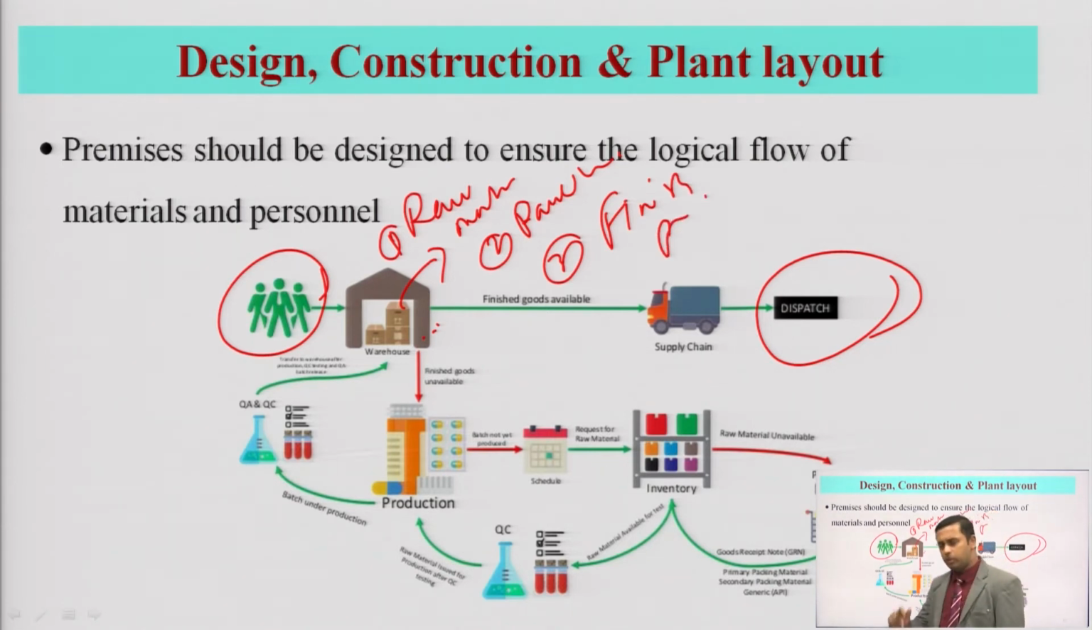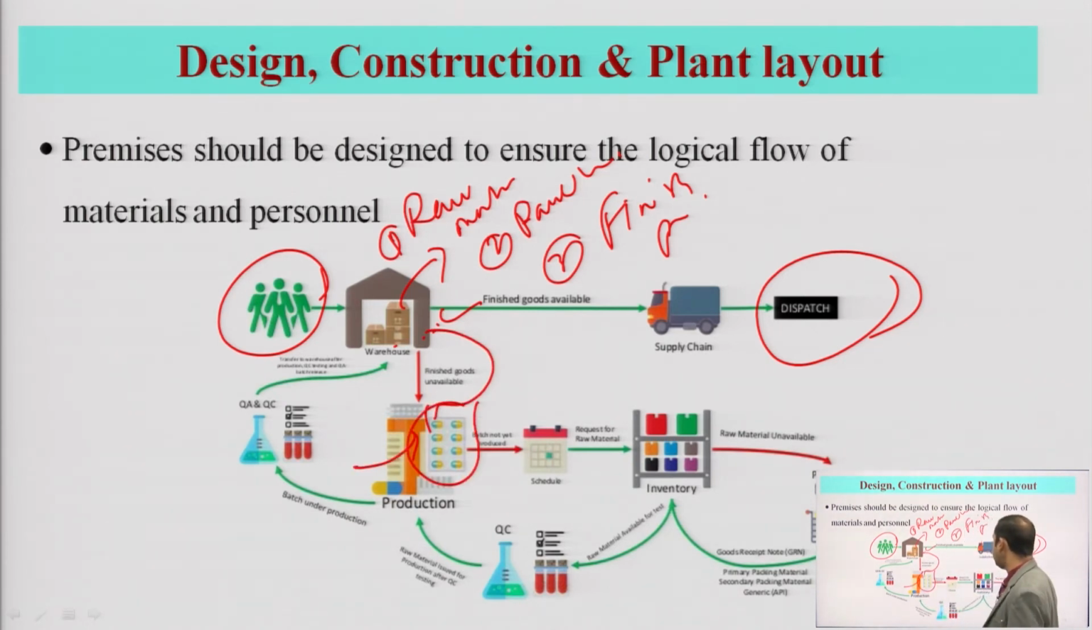Okay, these three things will be there. So, QC and QA people will go there, take the sample, and after that they will give the approval, then it will come to the production area. In the production area, they will produce capsules or tablets, and the same thing will also be checked by QC or QA.